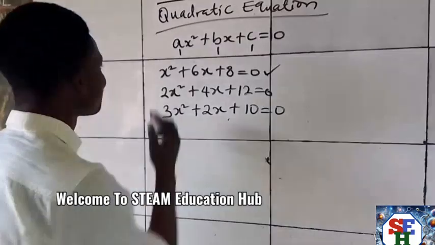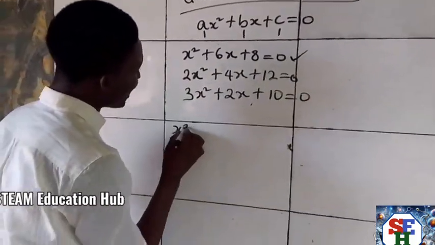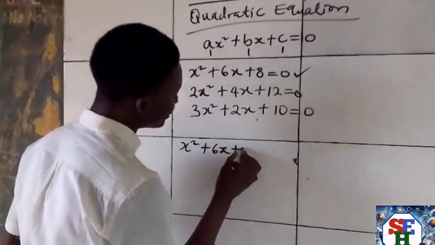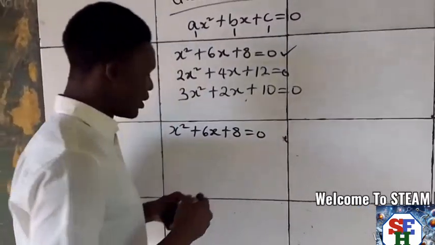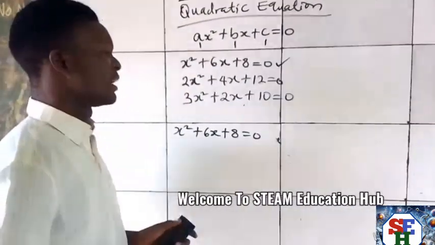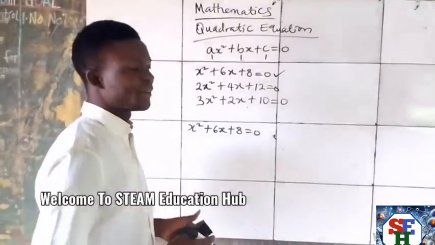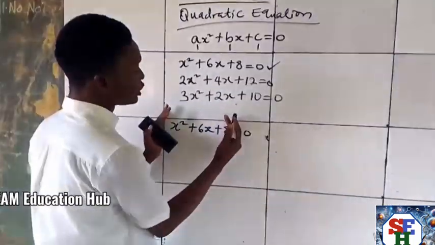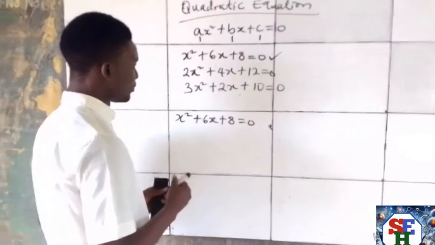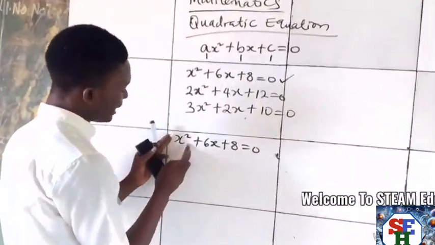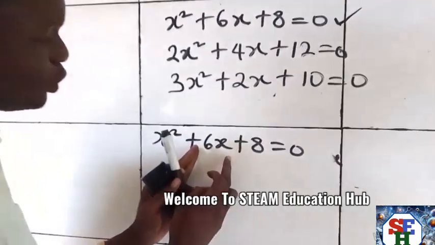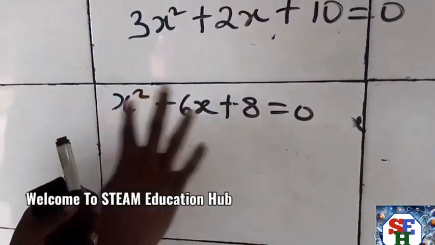Let's look at this. Now, x squared plus 6x plus 8 equals 0. I want you to look at this equation very well. You can see this equation is divided into 3 parts. The expression part is divided into 3 parts. Let's count it: 1, 2, 3. You can see the 3 parts.